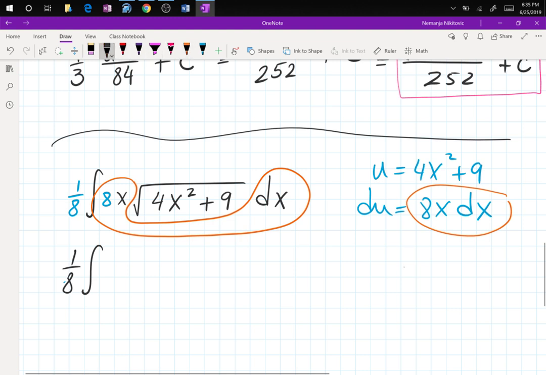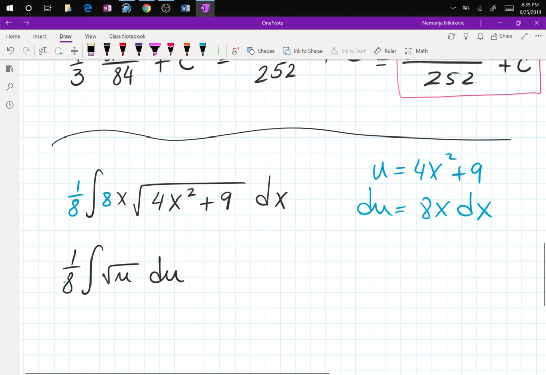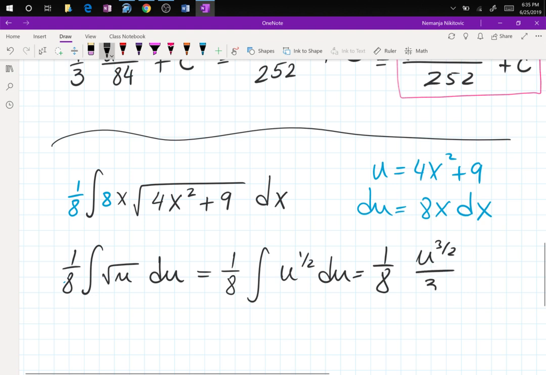Good. So what is the whole problem? It's square root of u du. Wow, this simplifies, right? If you consider it for a second. This is really powerful, right? So now 1 over 8, and we have the integral of u to the 1/2 du, which is 1 over 8 times u to the 3/2 divided by 3/2 plus c.